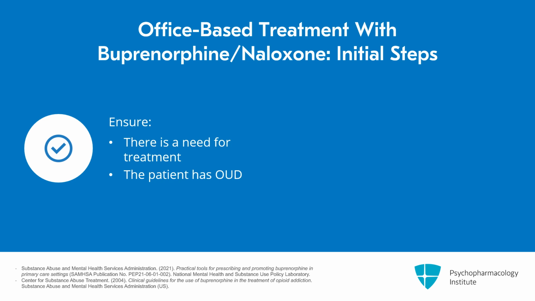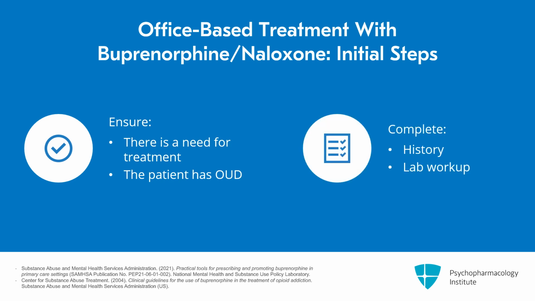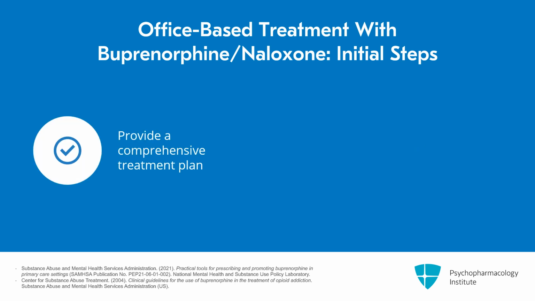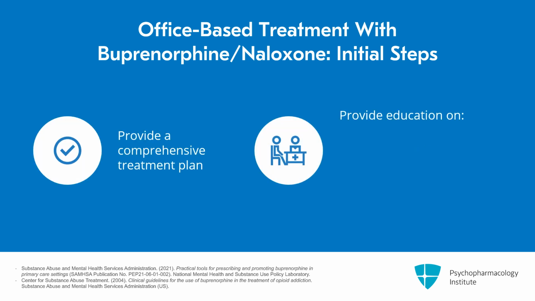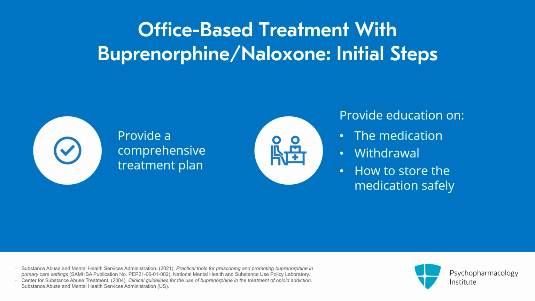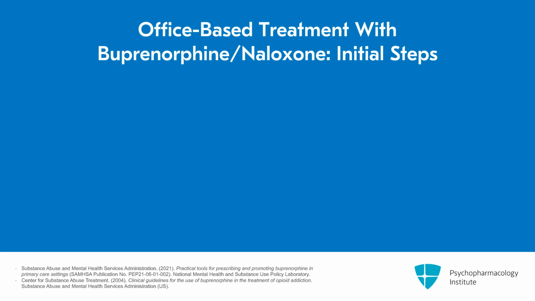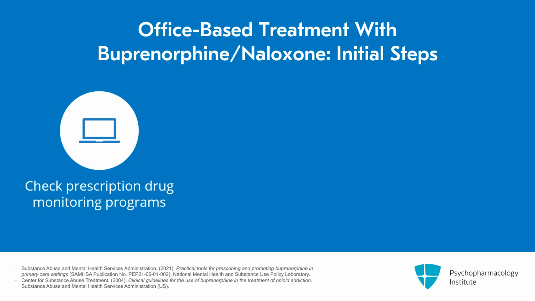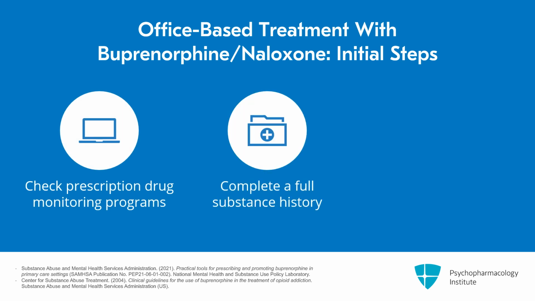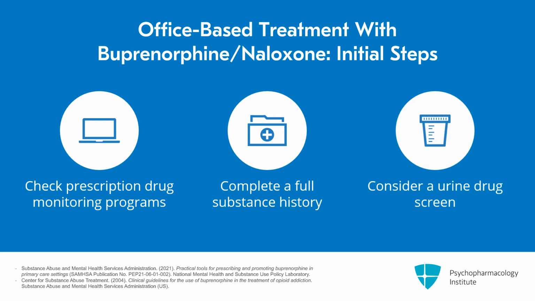Next, just as we would do with any medication, we complete a history, lab workup, and provide a comprehensive treatment plan, including counseling. Then we provide education about the medication, withdrawal, how to keep the medication safely. It's also important to check the PMP or prescription drug monitoring programs and complete a full substance history to inquire about other substance use. Mostly, we want to ensure that there are no other substances that may interfere with the medication, but it's notable that the risk of respiratory depression is also much lower with buprenorphine. A urine drug screen can also help identify other drugs, but also ensure that somebody is using the opioids and that they need the treatment to begin with.